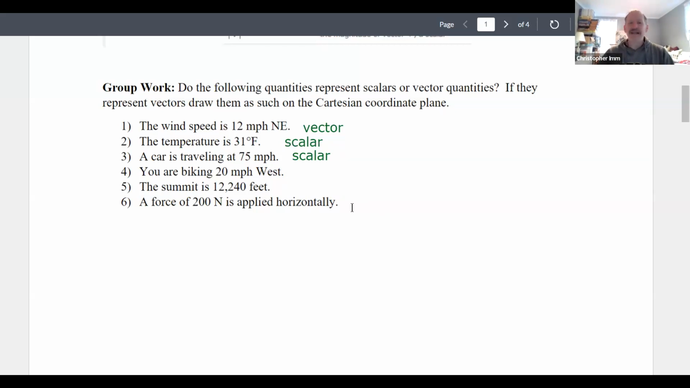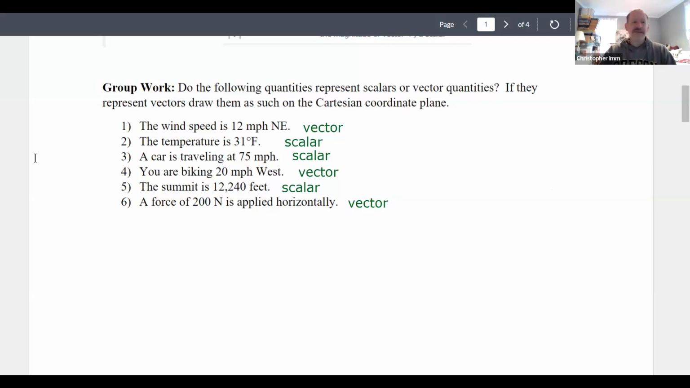You are biking 20 miles per hour west. Now we have a direction. This will be a vector quantity. And the summit is 12,240 feet. Again, you could argue above and below sea level, but most likely this would be a scalar quantity. And finally, a force of 200 newtons is applied horizontally. Well, applying it horizontally gives it a vector quantity, a vector field.